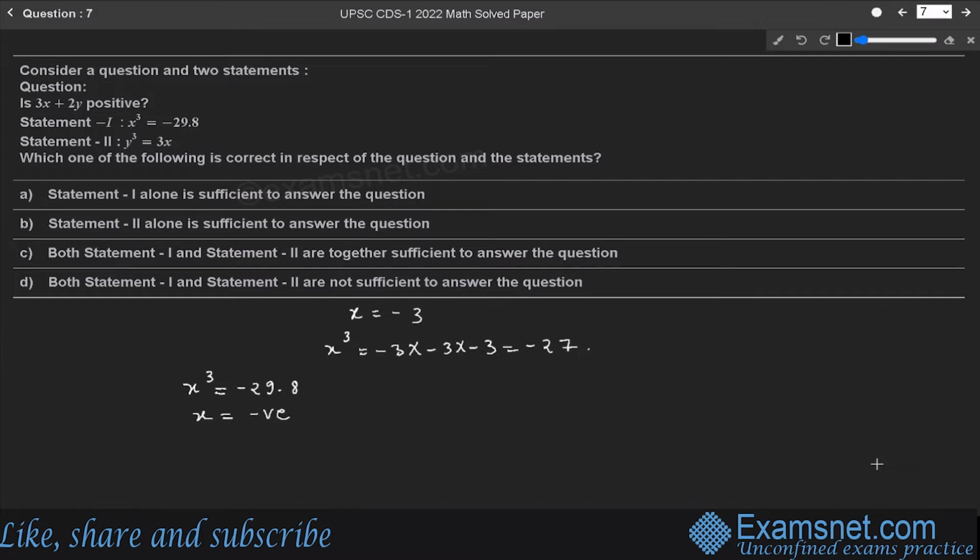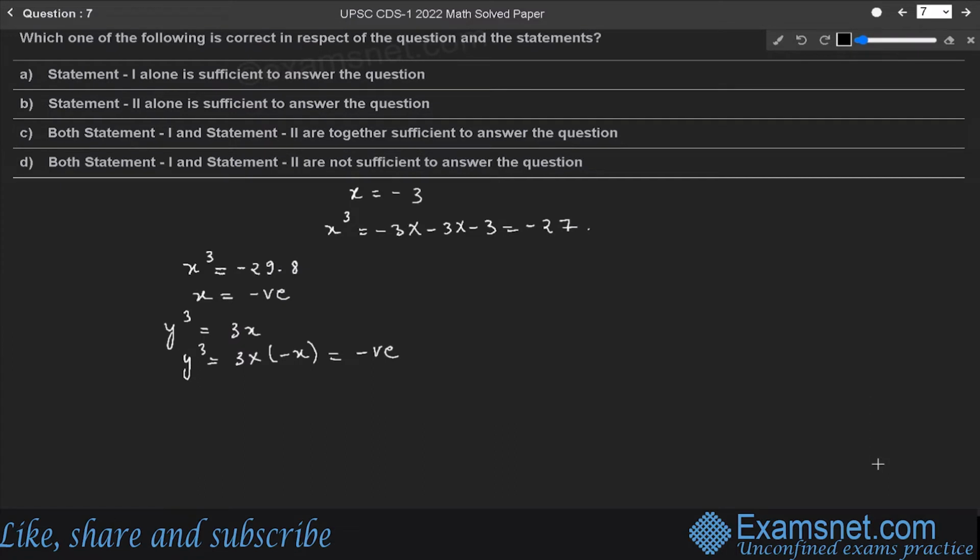Now, using the second equation, which is y cube is equal to 3x, we know that the value of x is negative. So y cube will be 3 into negative x, which will be negative. Means the answer for this statement will be negative. So we can say that y is also negative. So from here we conclude that y is also negative. Now, if both the terms x and y are negative, then the sum of these negative terms is always negative.